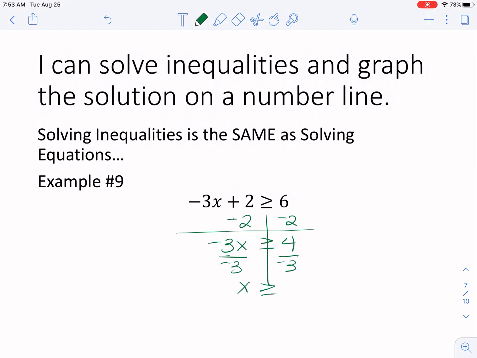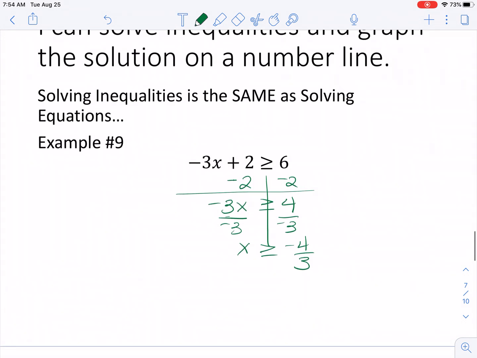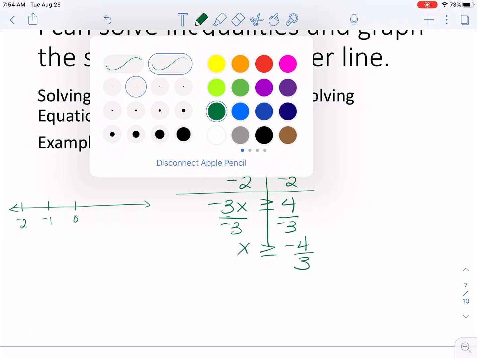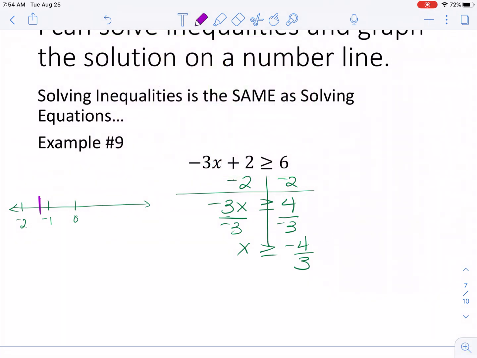X is greater than or equal to negative 4/3. Now, I'm just going to leave it at that. But I am going to check my answer. And I'm going to leave the fraction. Because if I think about a number line, 0 is here, negative 1 is here, negative 2 is here. Negative 4/3 is like right there, because that's the same as negative 1 1/3. So on the other side, I'm going to have 1 and I'm going to have 2.